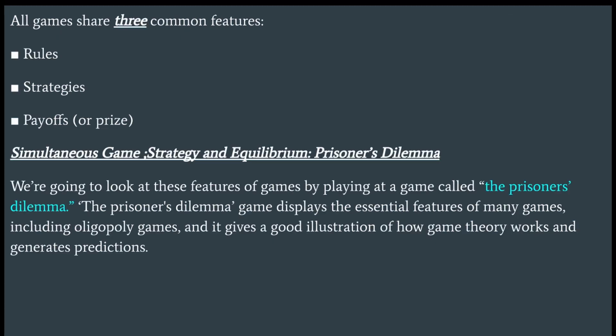All games share three common features: rules, strategies, and payoffs. The first is the simultaneous game, strategy, and equilibrium. Here's the example of the prisoner's dilemma. We're going to look at these features of games by playing a game called the prisoner's dilemma. The prisoner's dilemma game displays the essential features of many games, including oligopoly games, and it gives a good illustration of how game theory works and generates predictions.